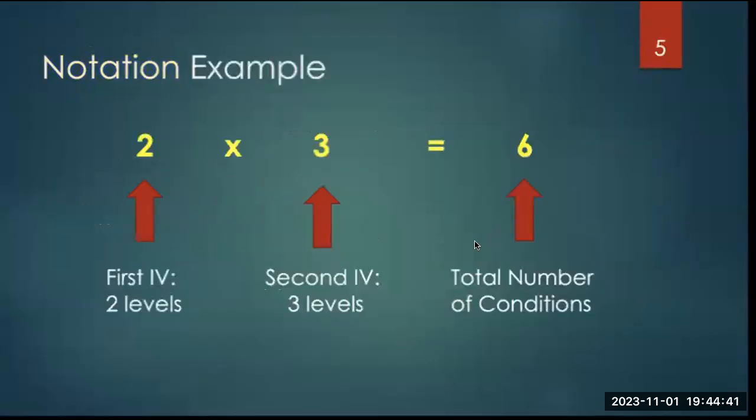So as you can see, for the total number of conditions, remember you multiply. For the total number of levels, you simply add. Any other questions?